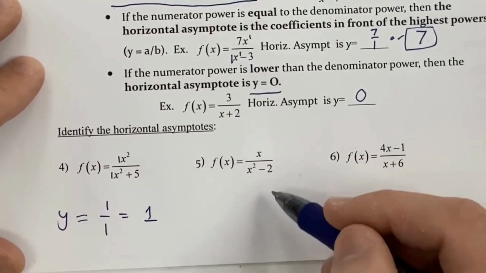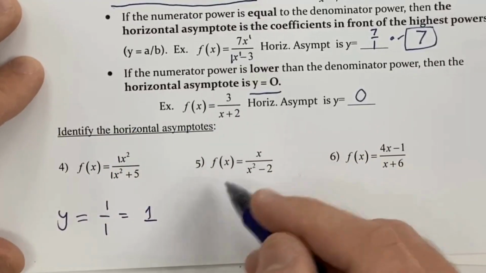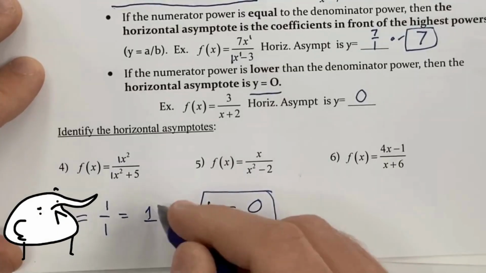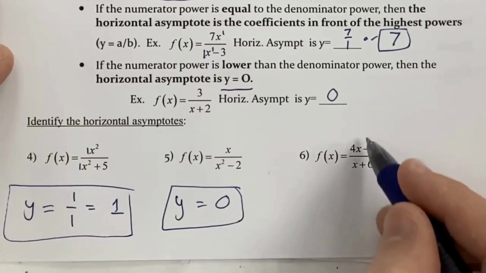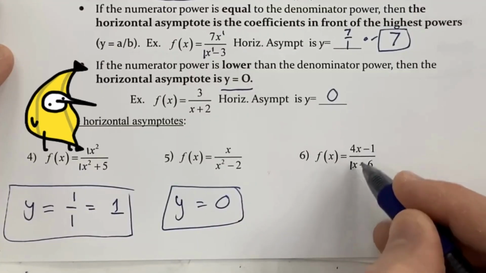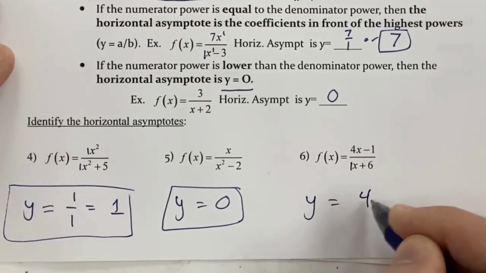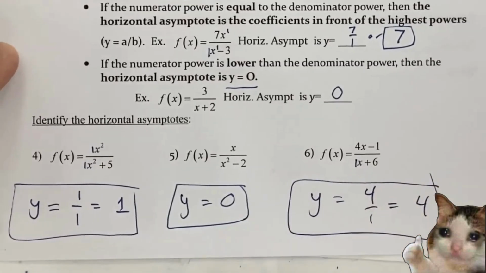For this one, the higher power is in the denominator. So it's the last case, just the flat default: 0. And then lastly, for this one, the power is the same in the numerator and denominator. So it's the ratio of these coefficients, 4 to 1. So y equals 4. I'll put 4 over 1, which is just 4, of course. And that's that.